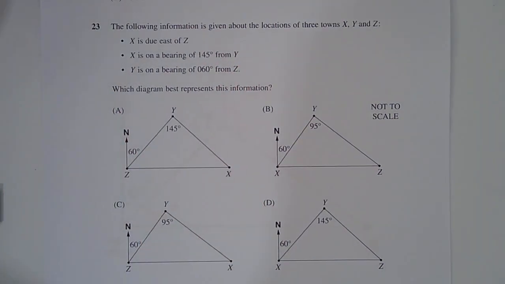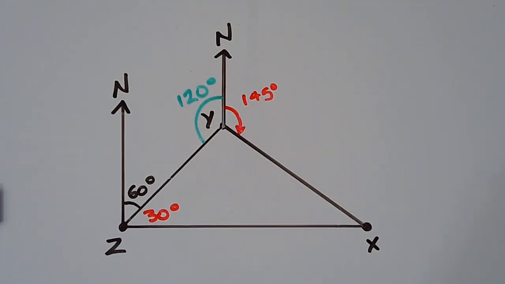Now to help with the explanation, I've redrawn the triangle here, not to scale of course. X is due east of Z, and Y is on a bearing of 060 degrees from Z. So I've filled in another angle here, this is 30 degrees because it's complementary to 60 degrees. Of course, since X is due east of Z, this is the east-west axis, and there's 90 degrees between north and east.